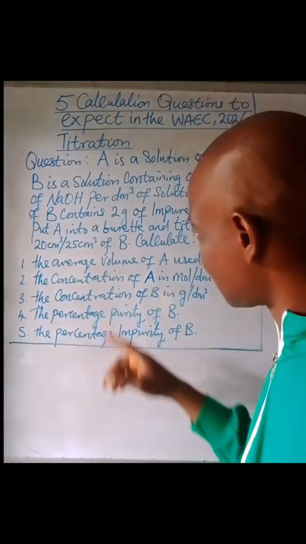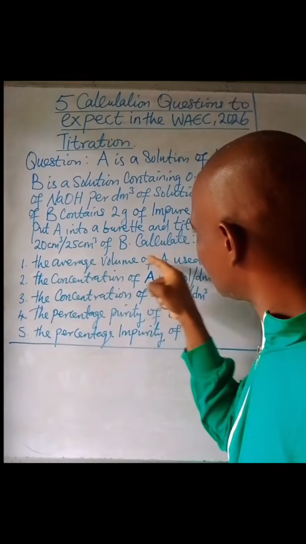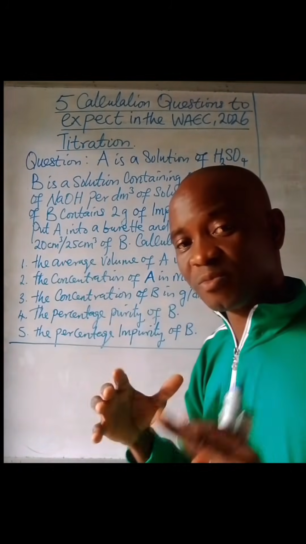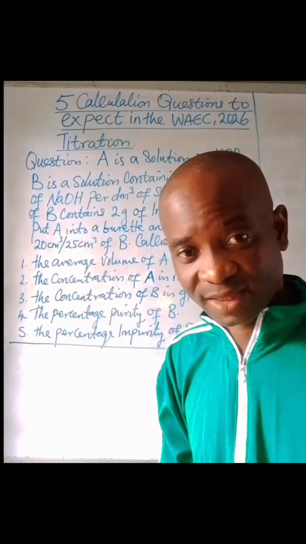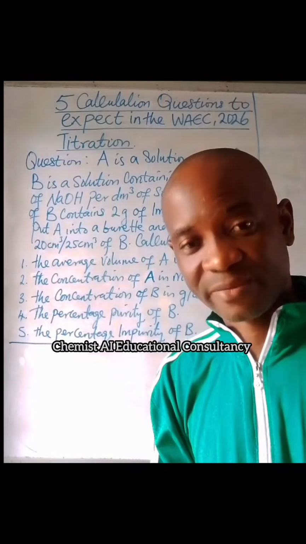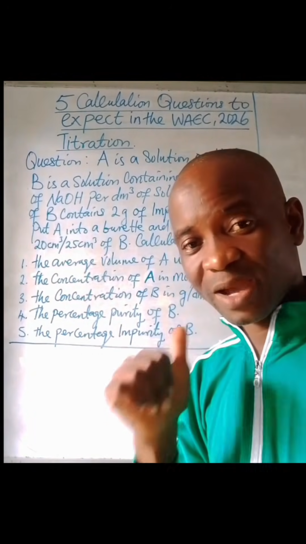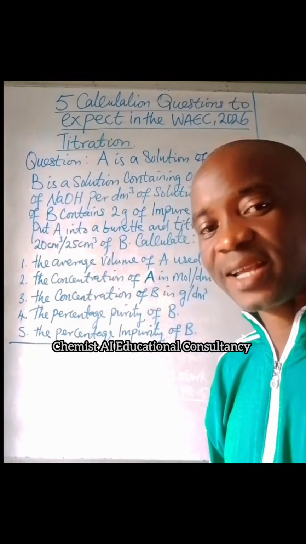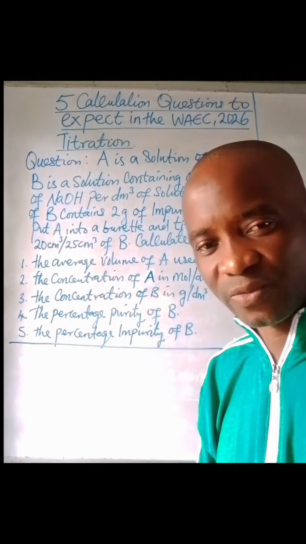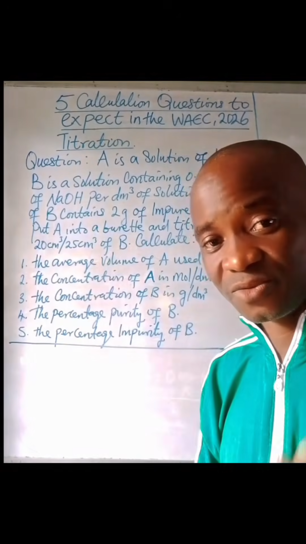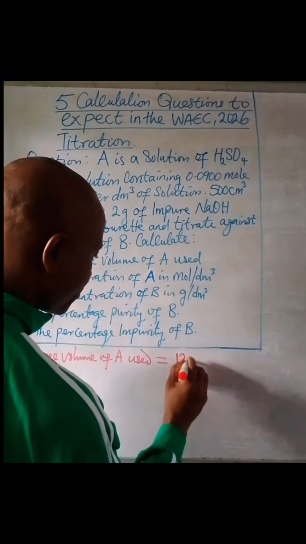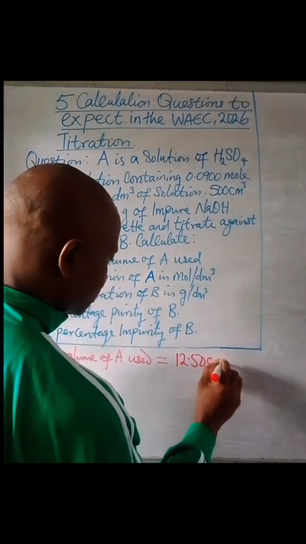The first question says the average volume of A used. For you to get the average volume of acid, you might have performed the titration and gotten your titration table, right? You can go to my previous video on how to get the titration table. I'm going to just write a specific average volume of acid. No need of going back to what we have done before. Average volume of acid equals 12.50 cm cube.